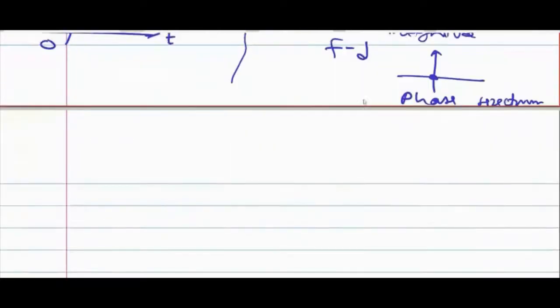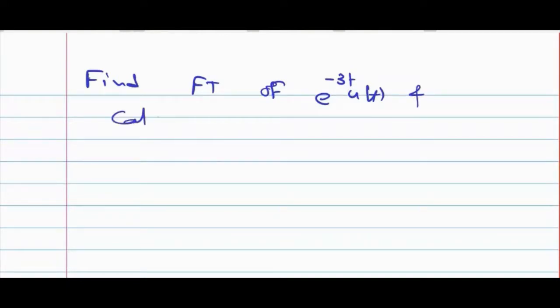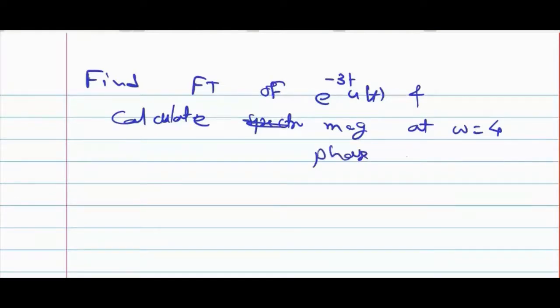Now next question: find the Fourier transform of e raised to minus 3t u of t and calculate the spectrum, or calculate magnitude at omega equal to 4. Calculate phase at omega equal to 4. These two things we have to calculate: magnitude and phase at omega equal to 4.